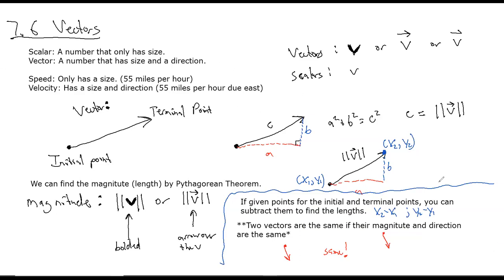All of this might sound like a lot of complicated math. It's really not. You're going to see that the example we do in a minute is quite easy. All right, so example 1, let's say prove the vectors are the same.